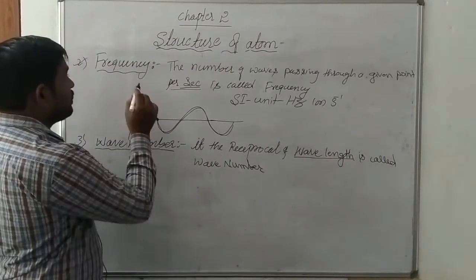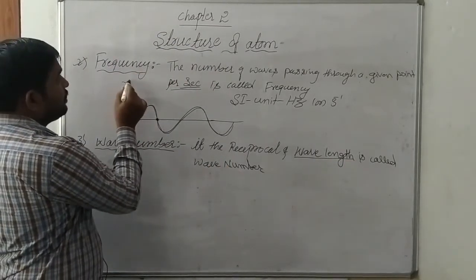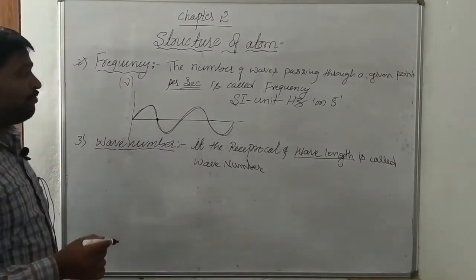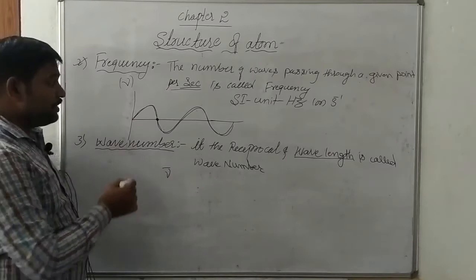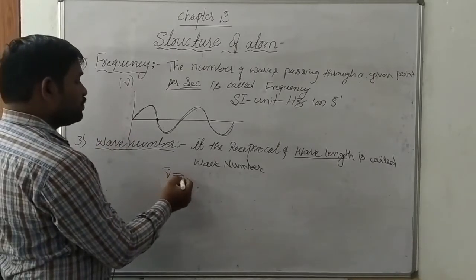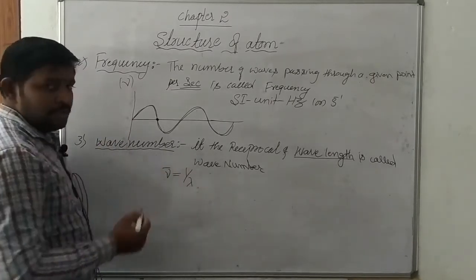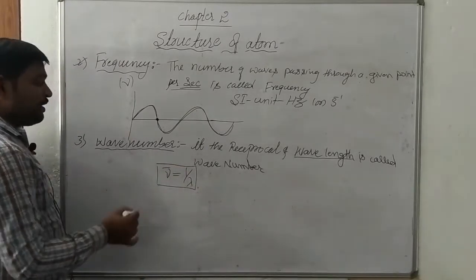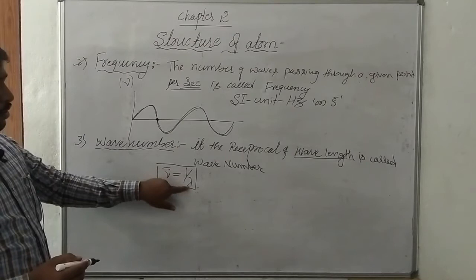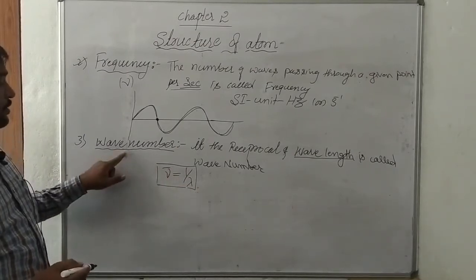Wave number is expressed in terms of mu bar. Mu bar is nothing but wave number. Wave number is equal to the reciprocal of wavelength. The reciprocal of wavelength is called wave number.